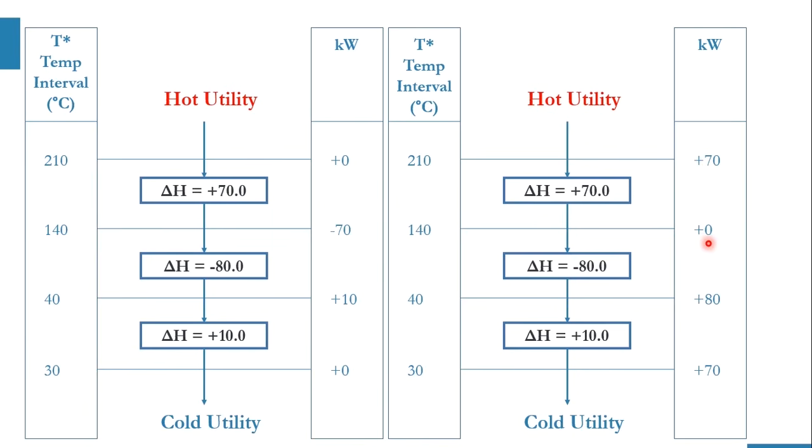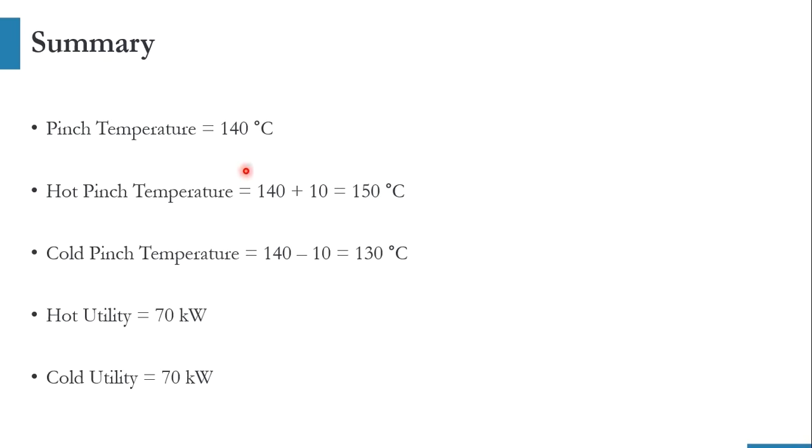Pinch point is the point at which you are getting this zero value. So this corresponds to this 140 degrees centigrade. But now you need to return the values, because 140 is not your actual value, it is a shifted value. So you need to go back. The pinch temperature is 140 degrees centigrade. How can you calculate the hot pinch temperature? Now you have to do the reverse calculation.